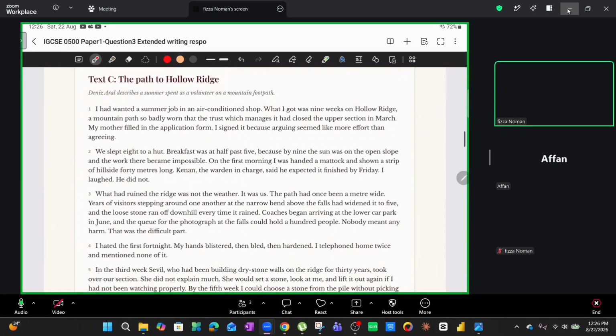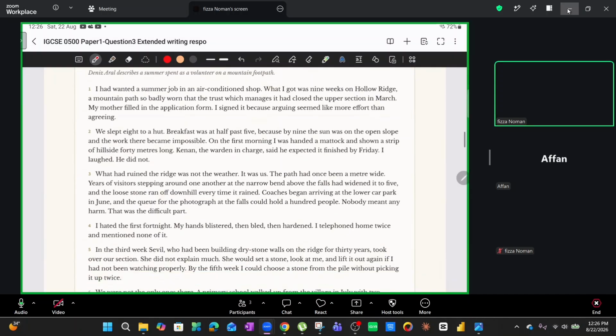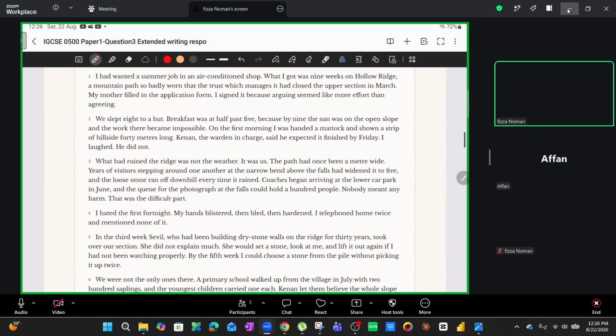Now, let's take a look at this. The Path to Hollow Ridge. Denise Arrell describes a summer spent as a volunteer on a mountain footpath. Afan, I need you to read this paragraph by paragraph, loudly, please, so that I can also correct you if you go wrong somewhere.